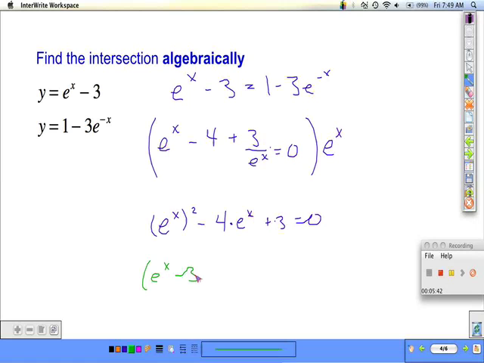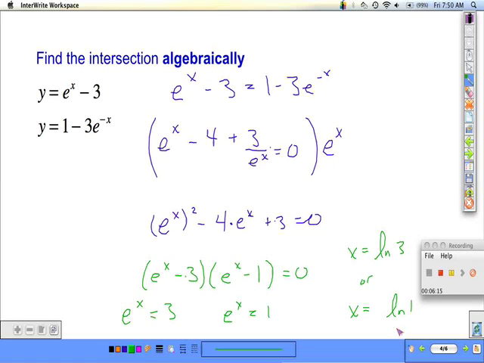This is a factorable quadratic. e to the x minus 3 times e to the x minus 1 equals 0. So e to the x needs to equal 3, or e to the x needs to equal 1. We can take the natural log of both of these, and we get that x is equal to the natural log of 3, or the natural log of 1, which is 0.